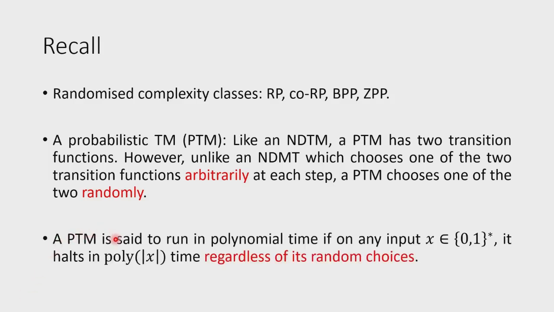We say that a PTM runs in polynomial time if on any input x in {0,1}*, it halts in poly(|x|) time regardless of its random choices. So no matter what the random choices are, it should always halt in polynomial time.